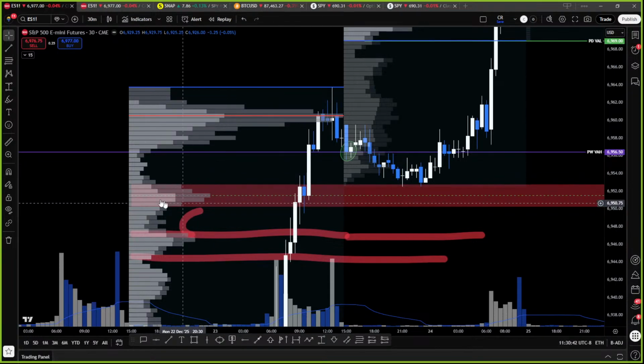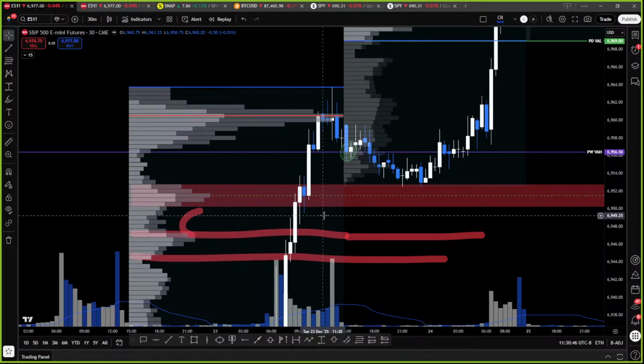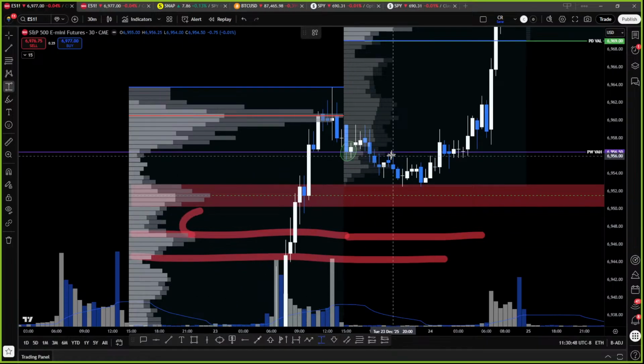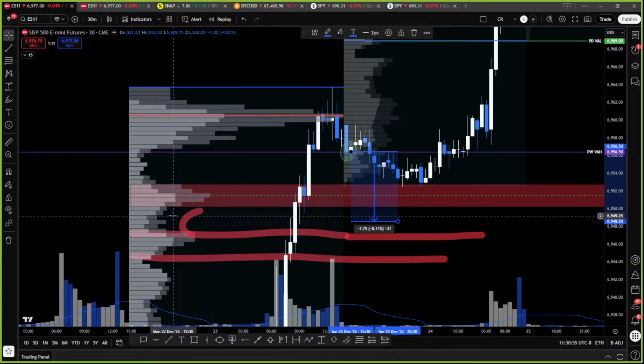So this is my next high volume node. I could put my stop in this low volume node here, right? So okay, this is my entry, and then my stop loss could be somewhere in this low volume node.